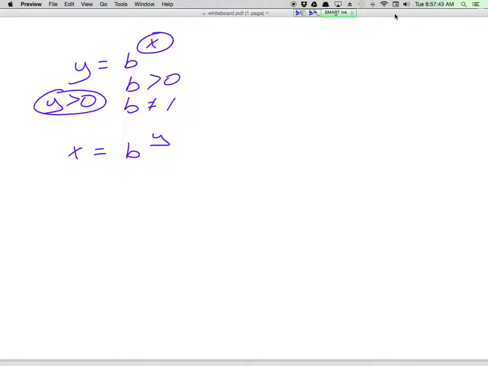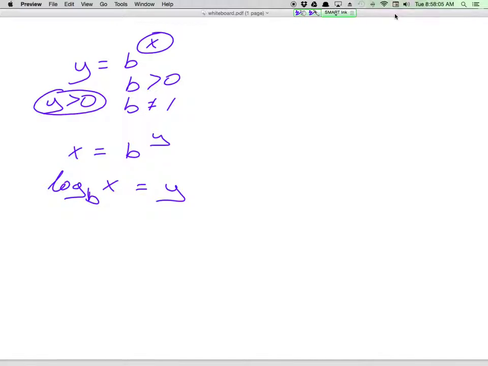Once we switched x and y, what was our next thing we tried to do? We solve for y. Okay, and that's where the logarithmic piece comes in, because right now there's really no way to get y by itself. And that's where the log comes in. So technically we're taking the log of both sides, and we end up with log base b of x equals y.